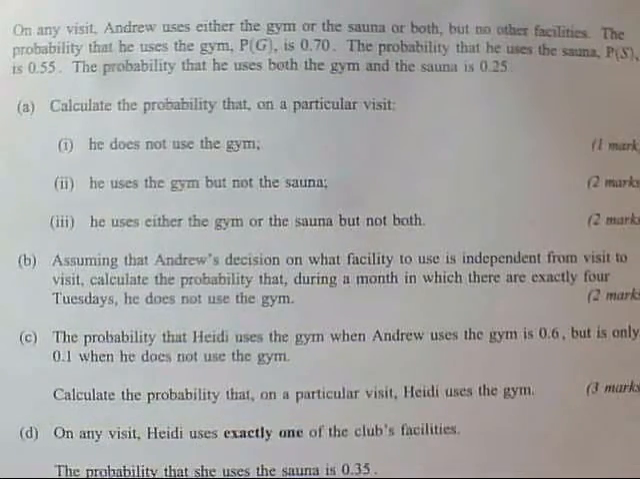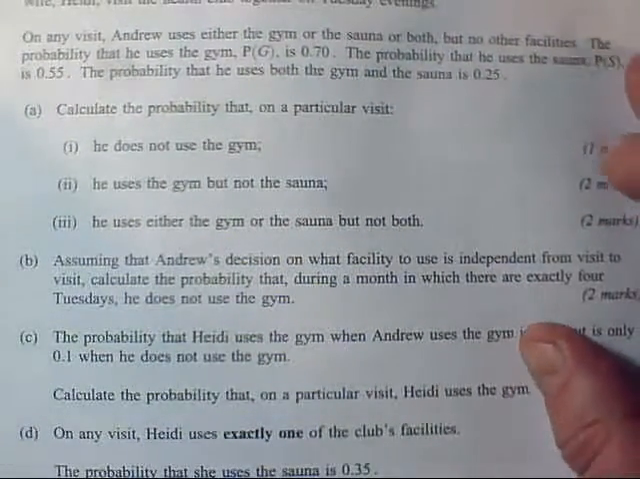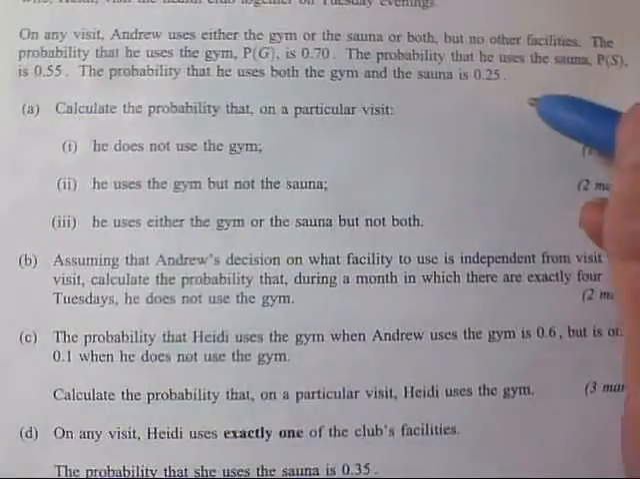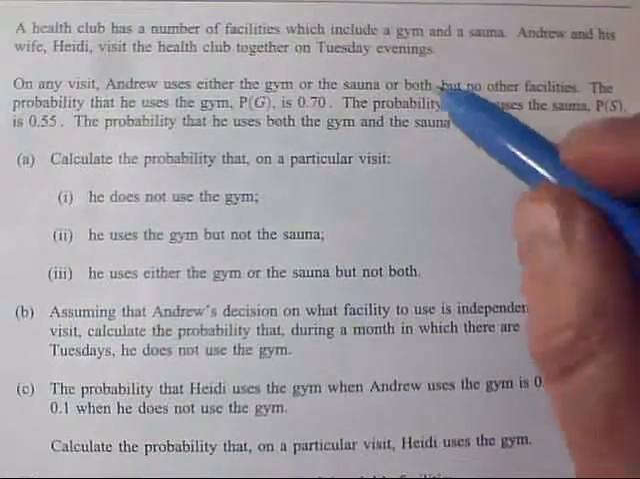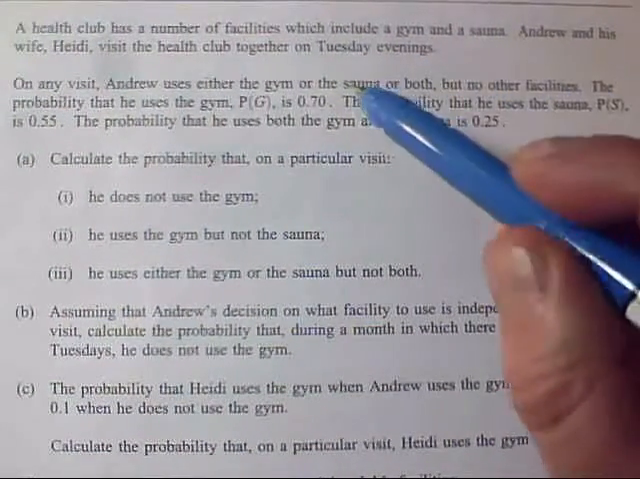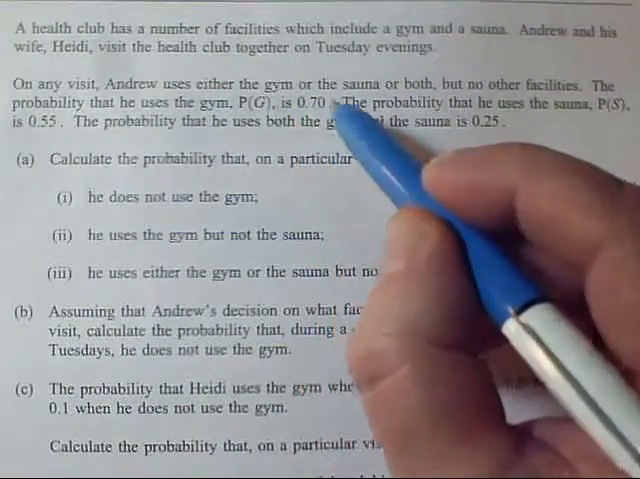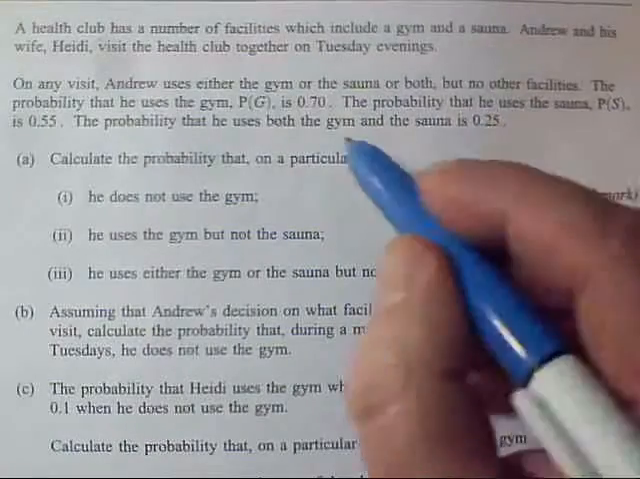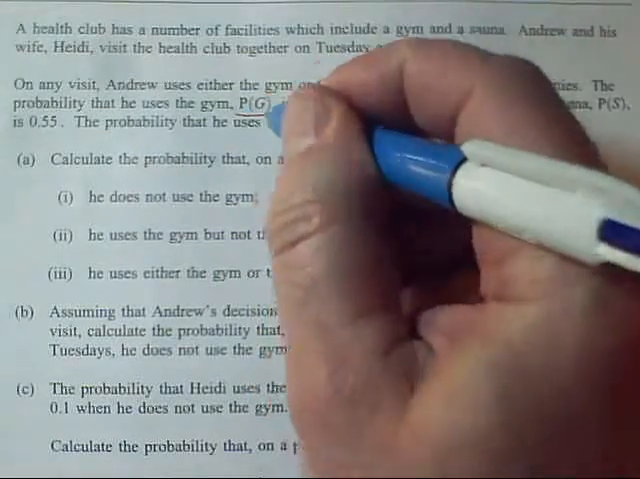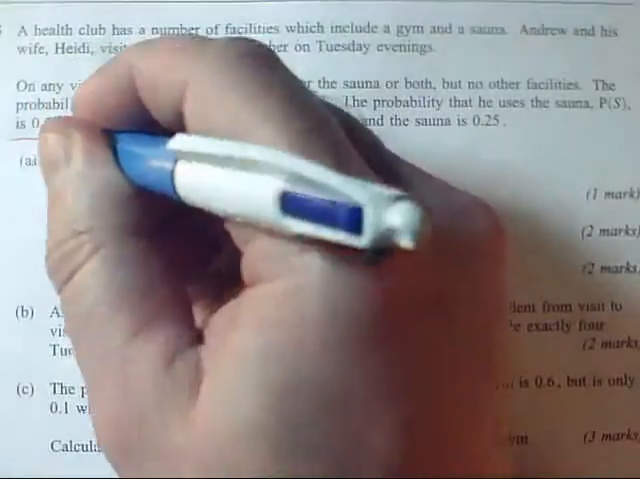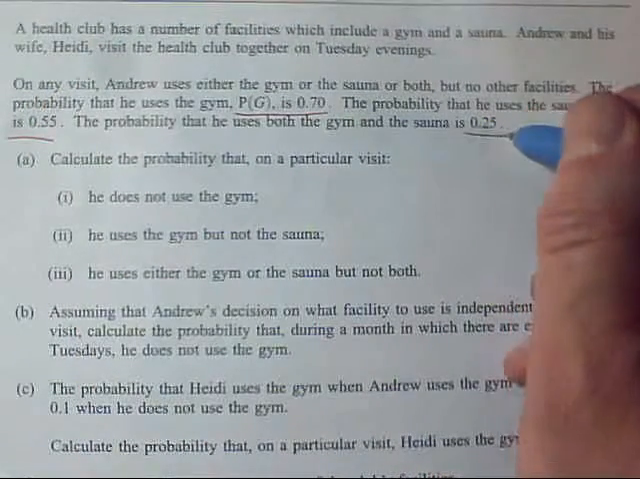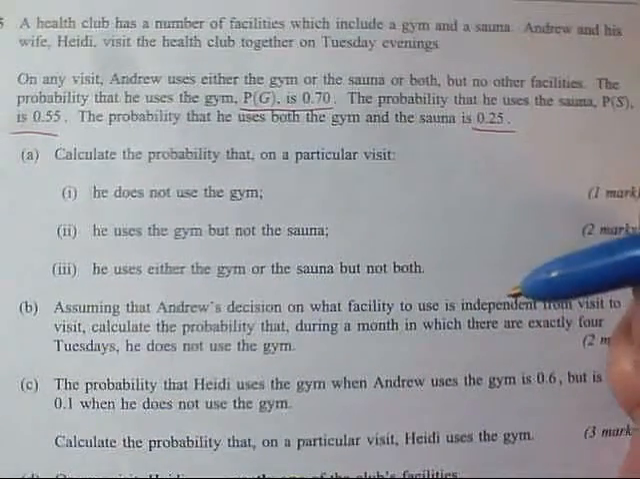Okay, this question, quite a large question. Read it carefully, decide what you're being given. Actually, it starts up here. So there's a gym and a sauna, there's Andrew and there's Heidi. Andrew uses the gym or the sauna or both, but no other facilities, and we've got some probabilities. We've got the probability of the gym, the probability of the sauna, the probability of both, and we've got some questions to answer.